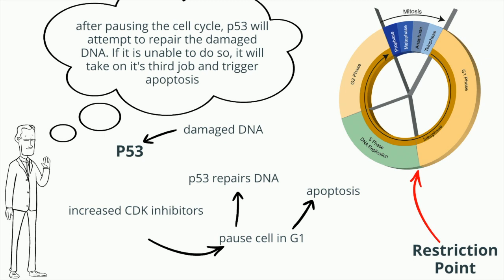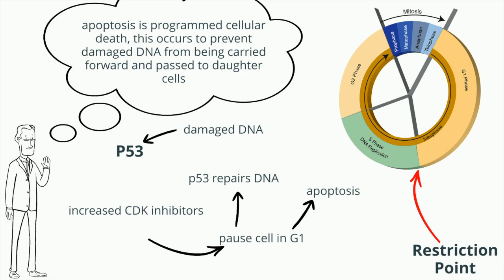After pausing the cell cycle, p53 will attempt to repair the damaged DNA. If it is unable to do so, it will take on its third job and trigger apoptosis. Apoptosis is programmed cellular death. This occurs to prevent damaged DNA from being carried forward and passed to daughter cells.